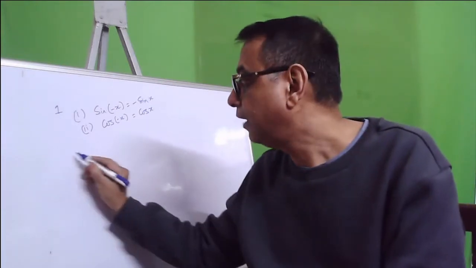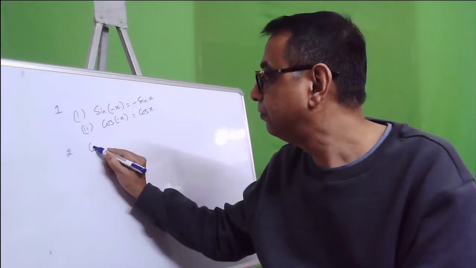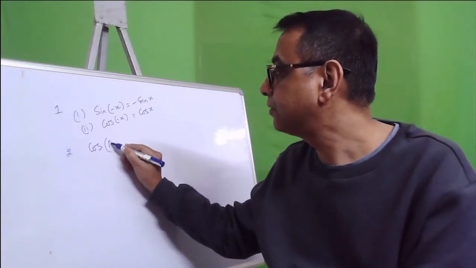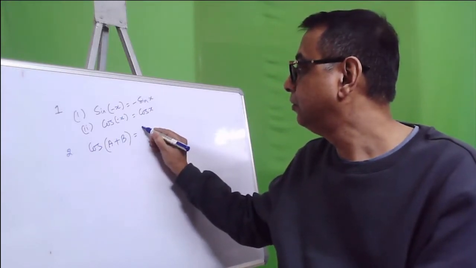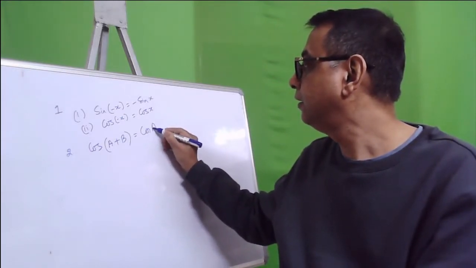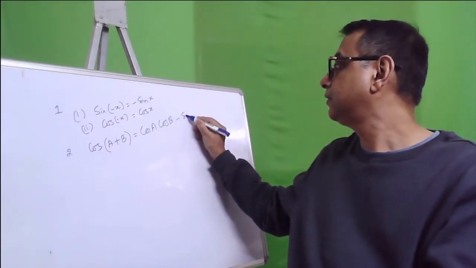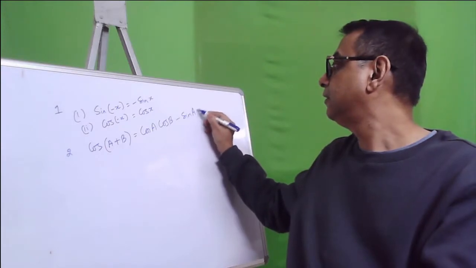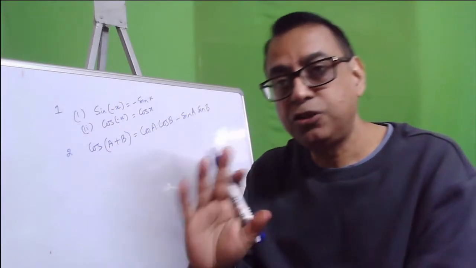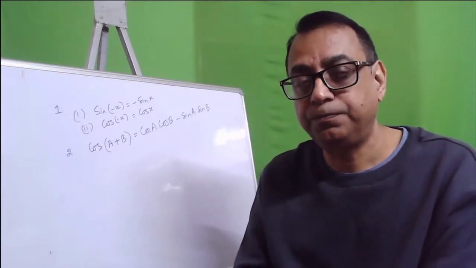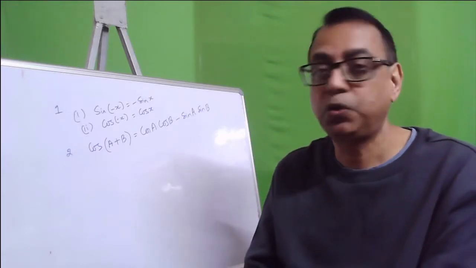Right? And the second identity that we have derived is cos of a plus b is equal to cos a cos b minus sin a sin b. Now, using these two identities, we can work out many other identities that I am going to show.